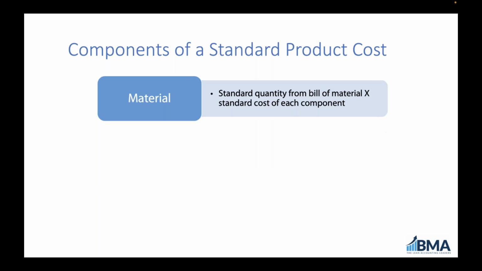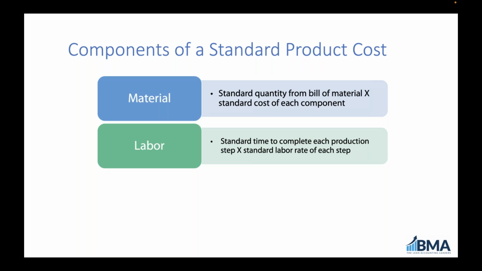So what are the components of a standard product cost? And this is just how does the math work in a standard costing system? Well, your material cost is the standard quantities from the bill of material multiplied by the standard cost of each component. Pretty simple. Your labor is the standard time to complete each production step, and that's in the router, multiplied by the standard labor rate of each step. And each production step could possibly have a different labor rate.